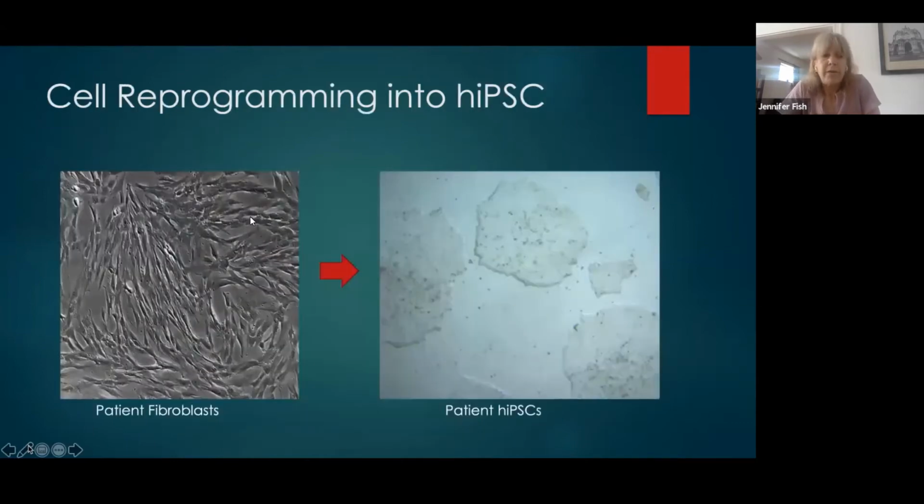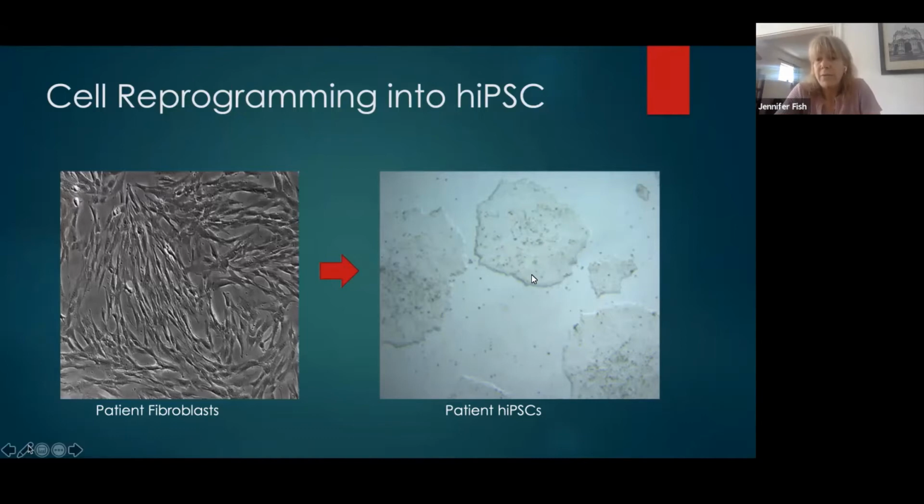So what does that look like? On the left side here, you see these are the fibroblasts. When we got this piece of skin, we placed it on the Petri dish, and then the cells grew out. They migrated away from that piece of skin and covered the dish. And then with the growth medium, they were able to proliferate and make more cells. Those were then reprogrammed to generate these induced pluripotent stem cells. And that is what you can see here on the right.